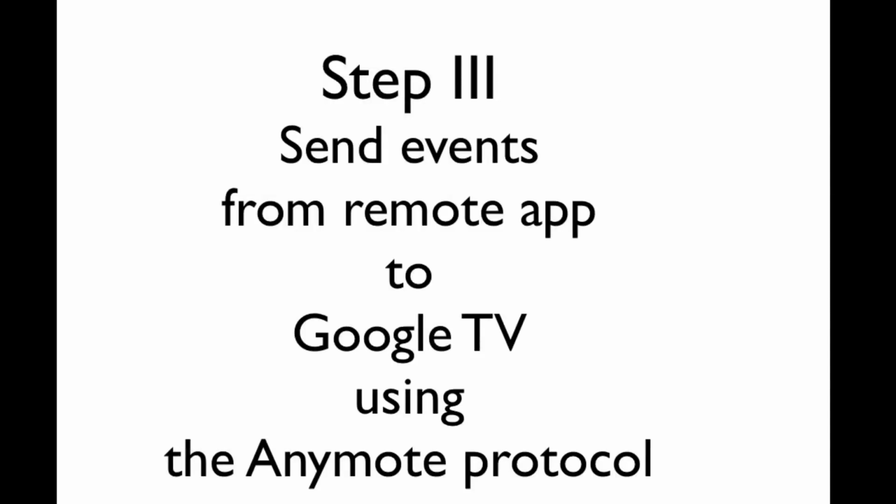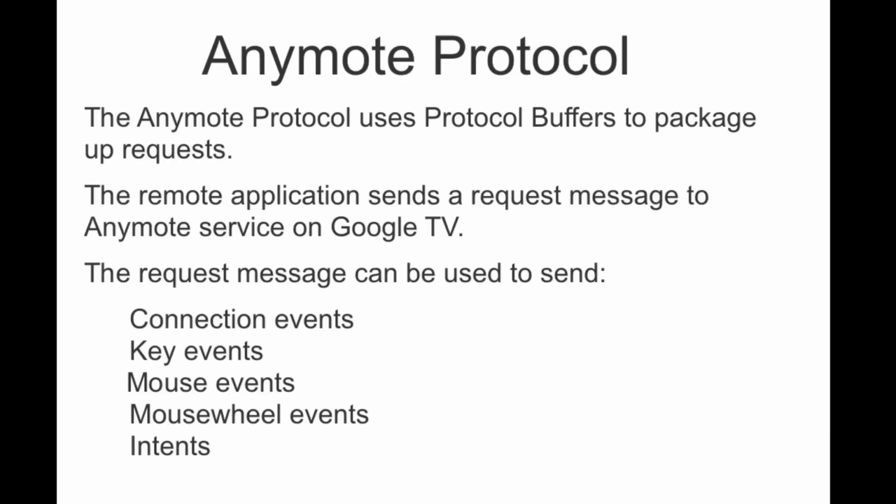The next step is to send events from your app to Google TV using the Anymote protocol. The Anymote protocol can send many types of input events from your app, like key events, mouse events, etc. It can also be used to fling intents to Google TV. For example, you could send an intent to launch a video in the YouTube app, or to launch your application, or to view a web page.